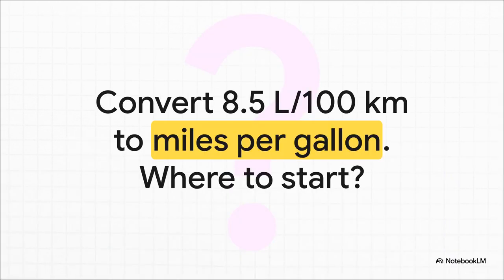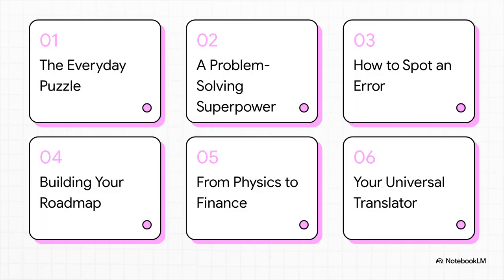So take a look at this. It's a real-world problem an engineer might face. At first glance, it just looks like a jumbled mess, right? You've got liters, kilometers, miles, gallons. It almost feels designed to be confusing. But here's the secret. The roadmap to the answer is actually hidden right there in the problem itself. We just have to learn how to read it. And that's exactly what we're going to do.